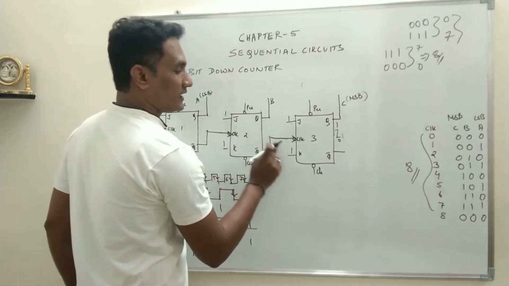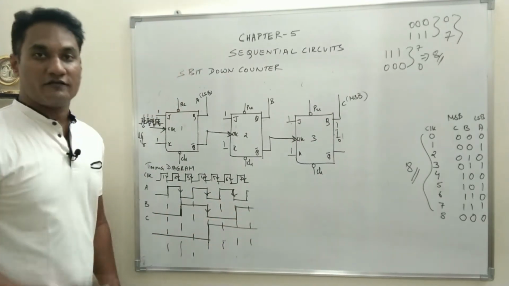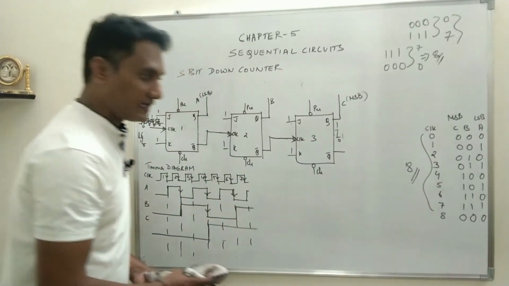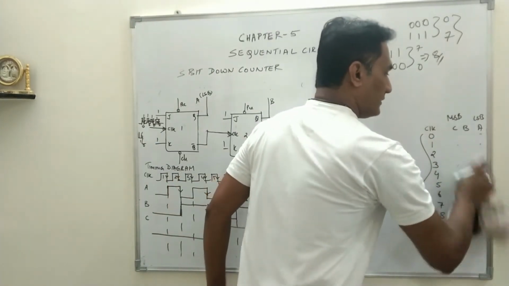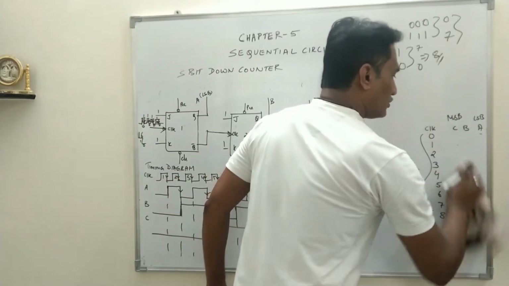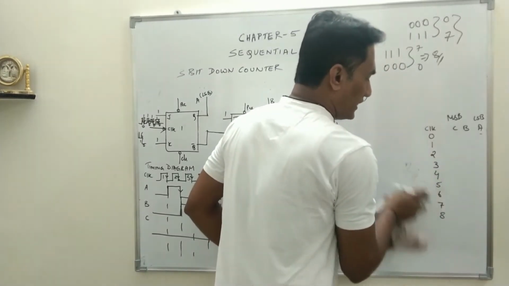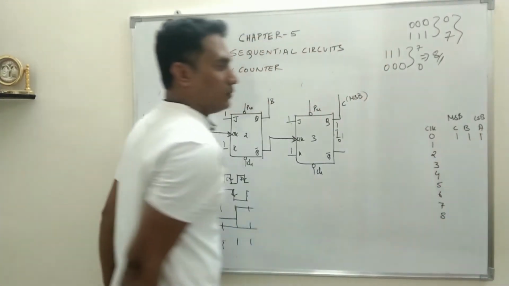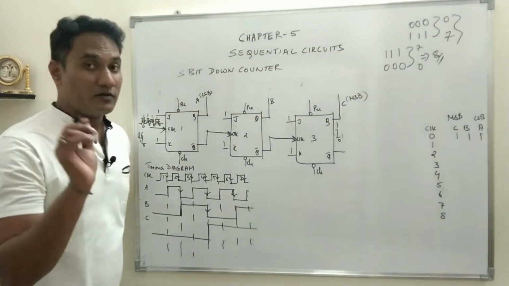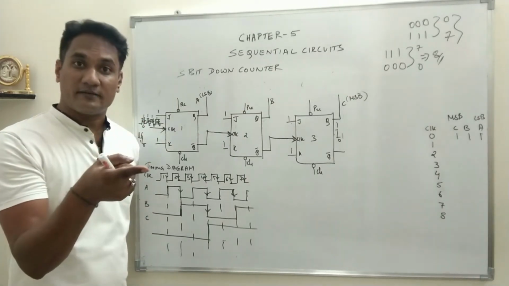Q bar output of the second is connected as the clock input for the third. So this is the only modification which has to be done. Secondly, of course, while writing the truth table, the count should start from the 0th clock pulse. That means when no clock pulse is applied, the state should be 1 1 1. Now remember, a very important thing: without giving a clock pulse the output should be set.